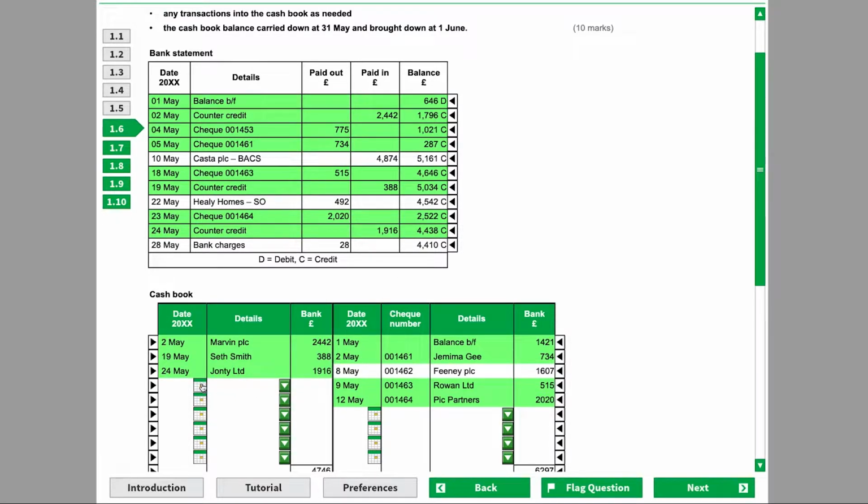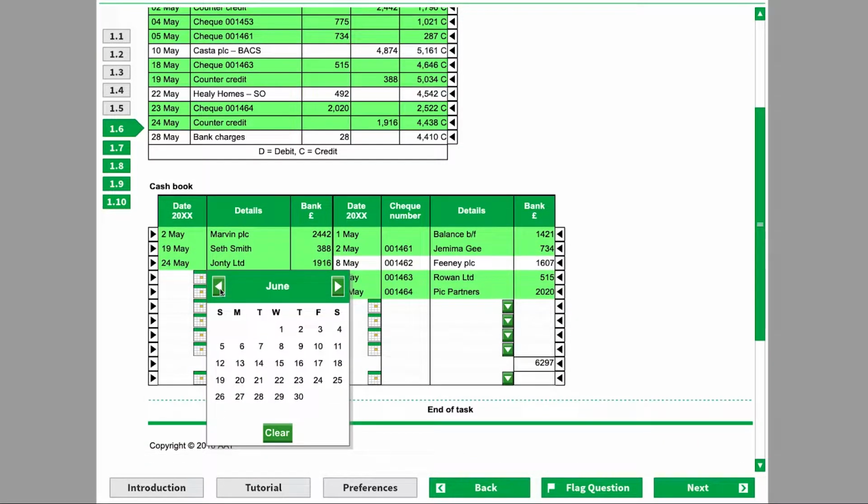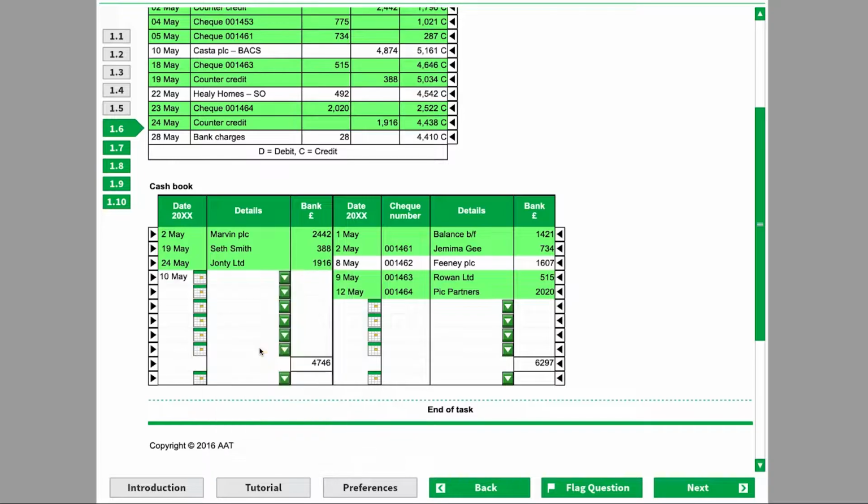So go down here, we select the date, which was the 10th of May. And then we've got Castor PLC and enter the amount, which was 4874. The next is a standing order payment to Healy Homes for 492. So before we do that, let's just mark these off now that we've entered those in.